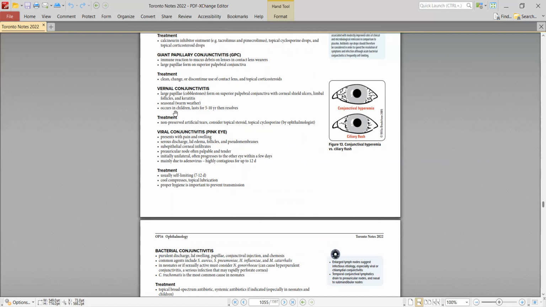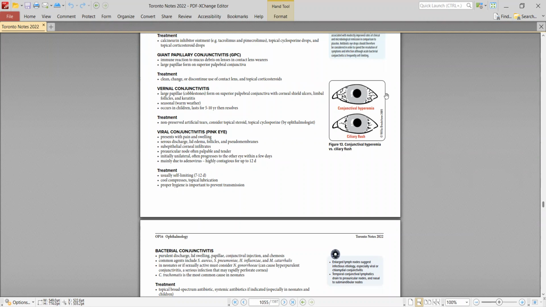So what do you give here? Vernal conjunctivitis, seasonal. This is like seasonal conjunctivitis. Cobblestone appearance is there. Here the treatment is teardrops, topical steroid. Because this is kind of an allergic thing, and the body is the eye.